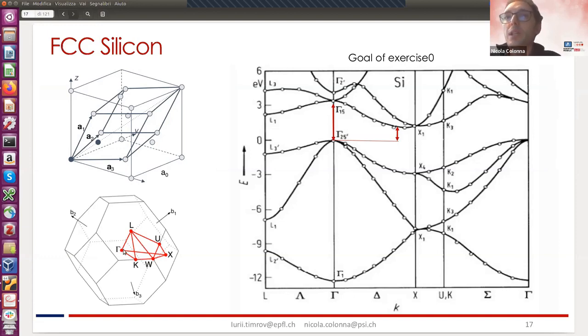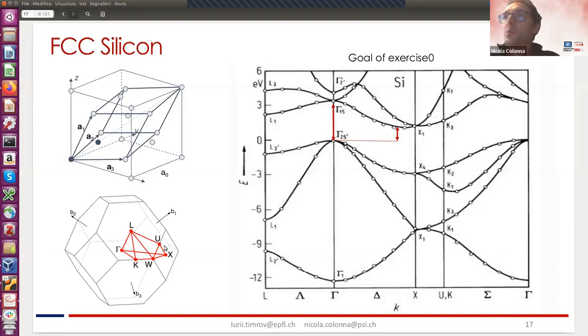And here, just to show you, you have labels like Gamma, L, K, W, U, X that you see along this path in the Brillouin zone, and they specify high symmetry points in the Brillouin zone. Gamma is the center of the Brillouin zone. X is something that lies in the middle of this square here.